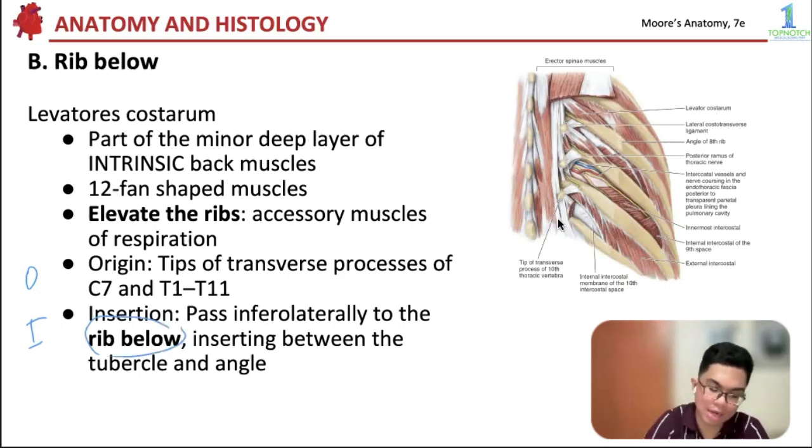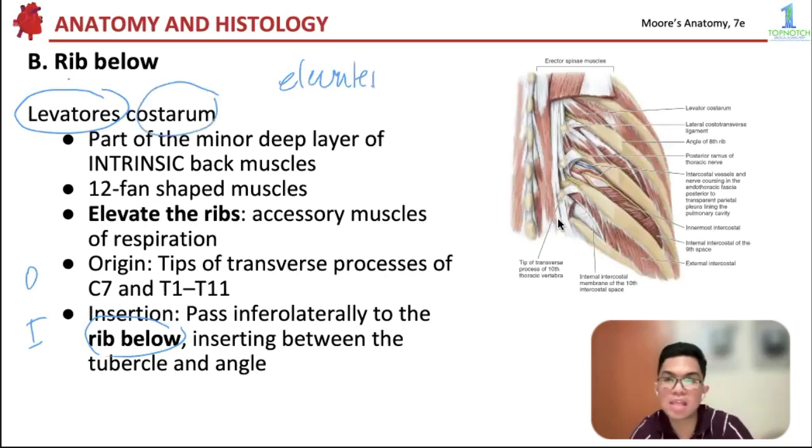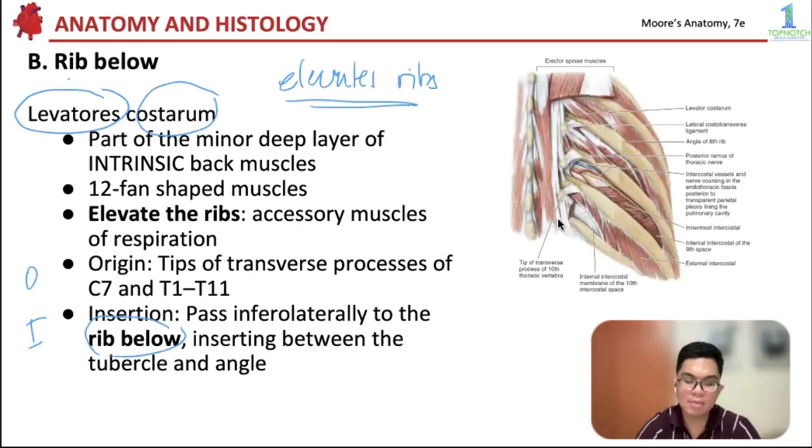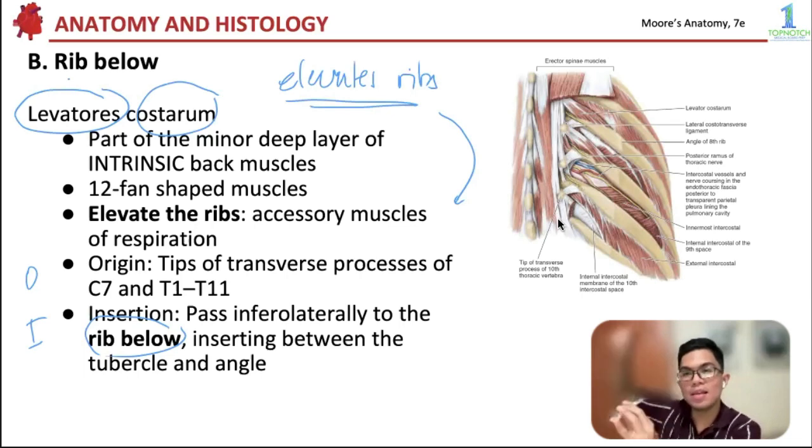So levatores costarum, levatores, it elevates something, no? So levatores is elevates. And then costarum, di ba, costal margin, mga ganun, it pertains to the ribs. So it elevates the ribs, and it's actually one of the accessory muscles of inspiration. So if it elevates the ribs, so paano dapat yung action niya to elevate the ribs? So kung ito yung rib, kailangan yung pull ng muscle is from, parang pag ganun, it's from the top, no?